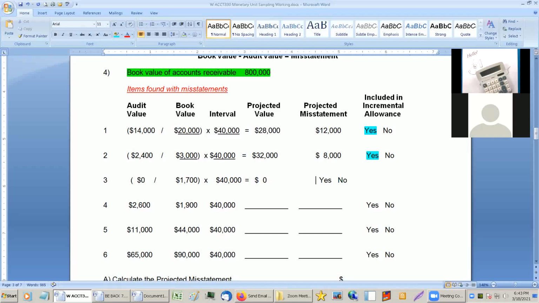Projected misstatement, 20,000. Incremental allowance is on the books for 1,700. It's less than the interval, so there's still additional room in that interval. There's still room in that interval that other things could go wrong. So yes, it should be included in the incremental.